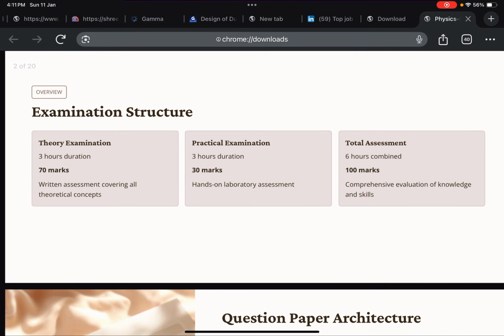The examination structure, as you know, is of 3 hours duration for the theory paper, which is of 70 marks, and this is a written assessment test covering all the theoretical concepts. You would also be appearing for a practical exam, which is of 3 hours duration. 30 marks is the weightage of that. So all in all, you'll have to appear for the exam for 6 hours combined, which would give you 100 marks in your board's exam.